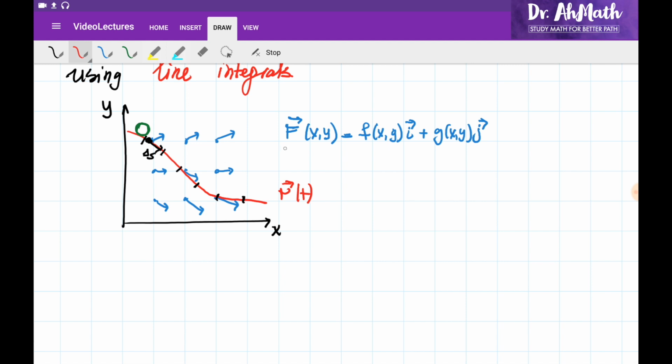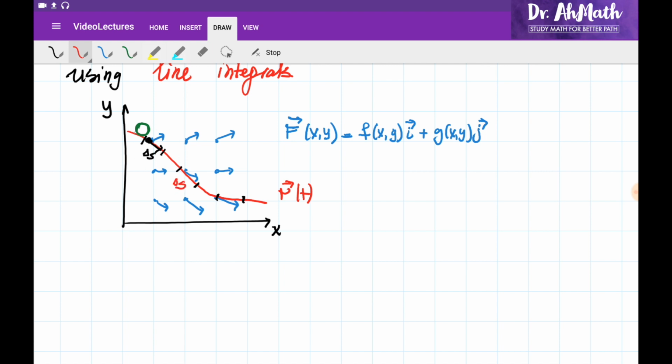So let's say we're given some vector field in general in this form, and some curve inside this vector field. What I want to do is move this object along this curve inside this vector field, and I would like to evaluate how much work we have to do in order to move this object. So in order to do this, let's split this curve into many small pieces where the lengths are always the same. The arc length of the curve between these two points would always be delta s.